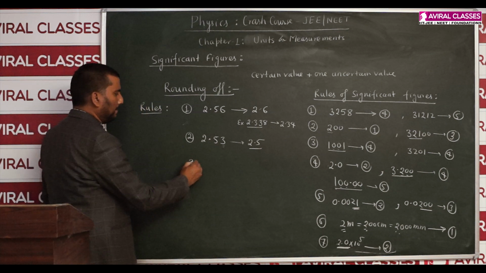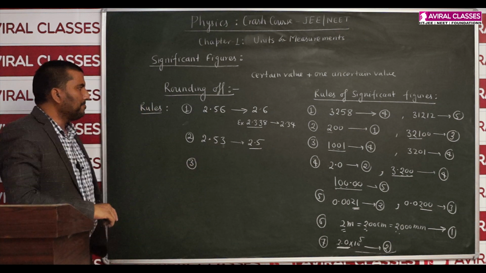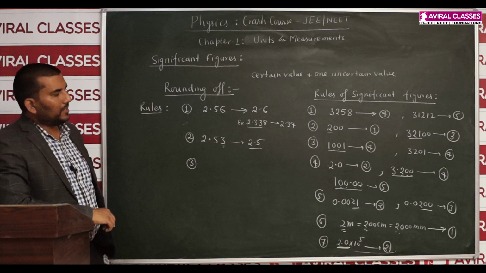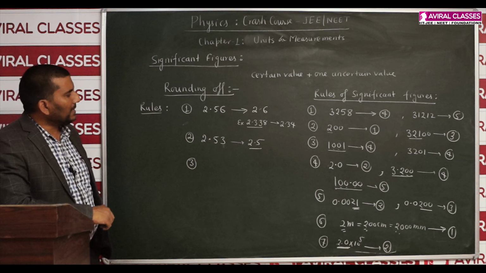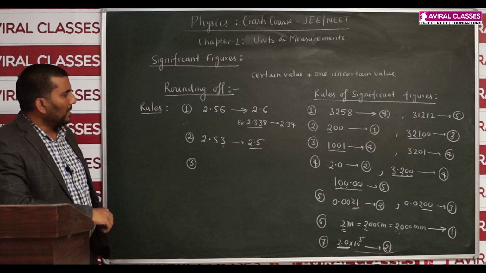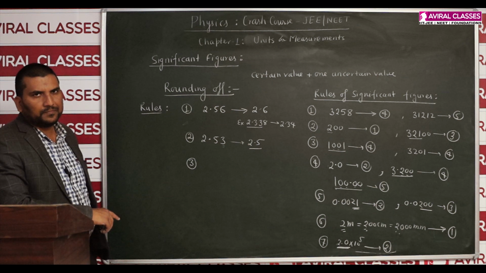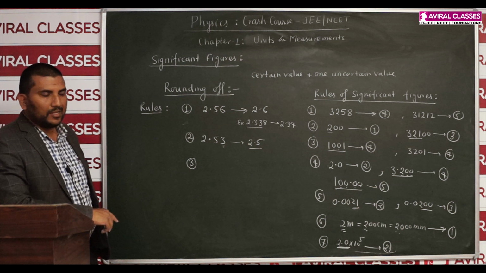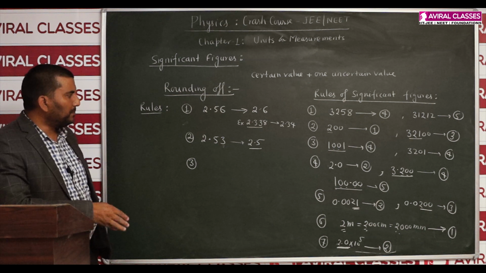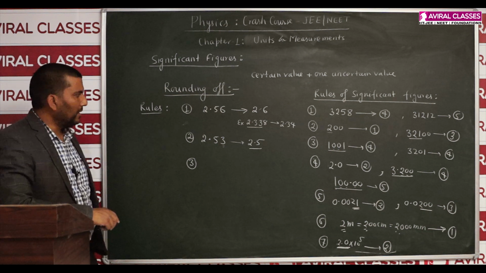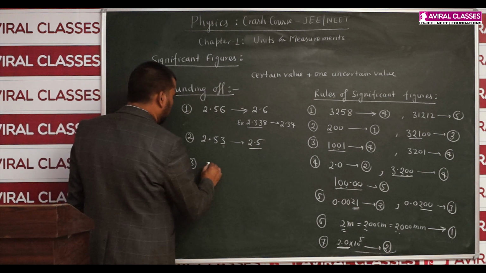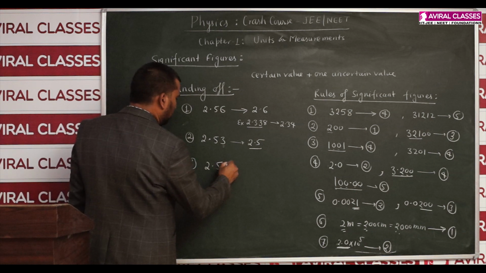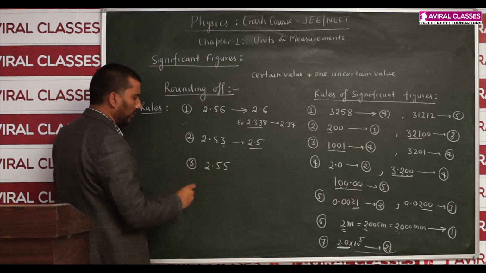Third, the interesting one. If the last digit which has to be removed is 5, then we have to look at its preceding digit. Consider one more case.